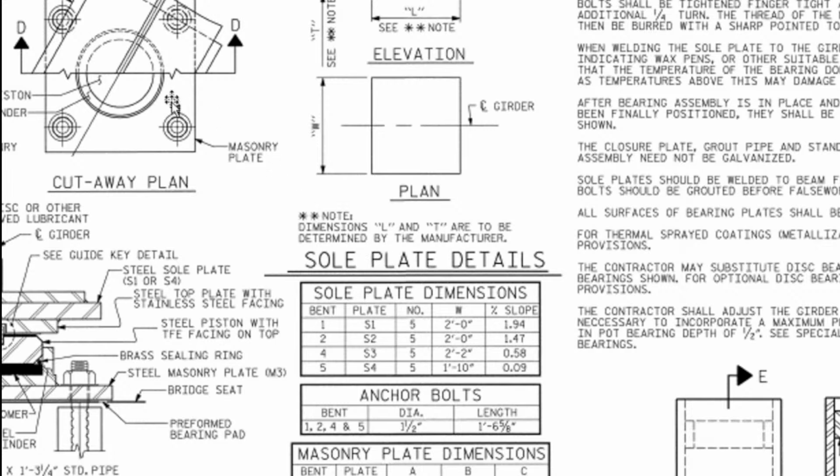This is the masonry plate. This is the masonry plate dimension. So we have here ABC. Plate M1 and M2, where it is located: bent number 2, bent number 4. So here, bent number 1, number 2, number 4, number 5. So those are the bents. So there are 5 bents. Plate number is 1, is 2, is 3, is 4.